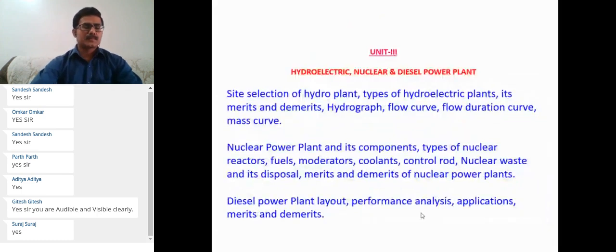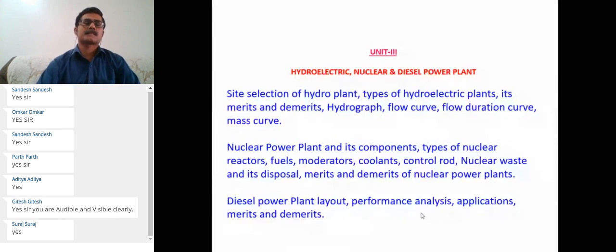This unit number 3 particularly highlights three different types of power plants. All three types are combined here in unit number 3, and these are nothing but the conventional type of power plants: hydroelectric, nuclear, and diesel power plant. The different information that we are going to highlight for these types of power plants is mentioned here in this slide. Site selection for the hydro plant, or hydroelectric power plant, I will say.